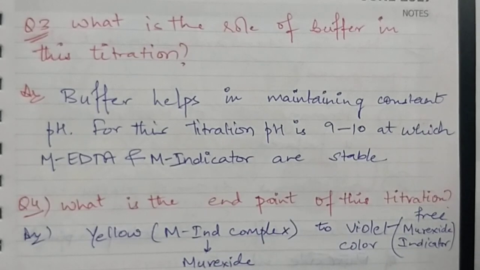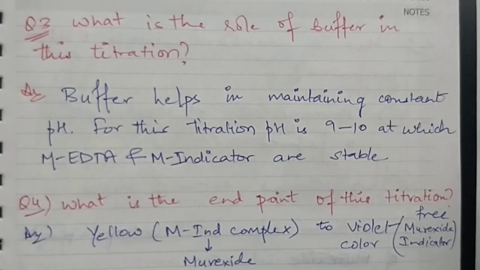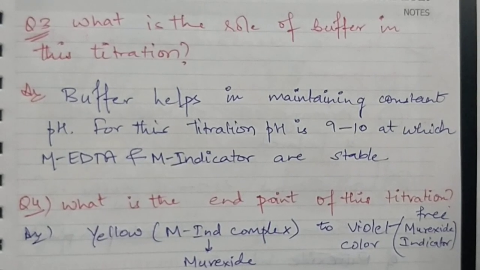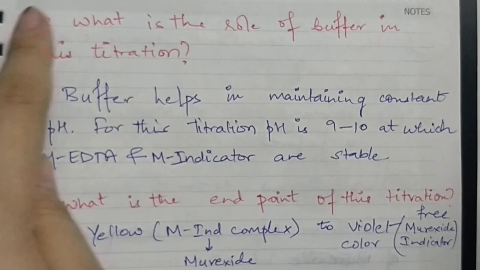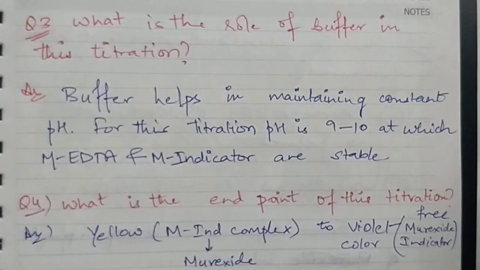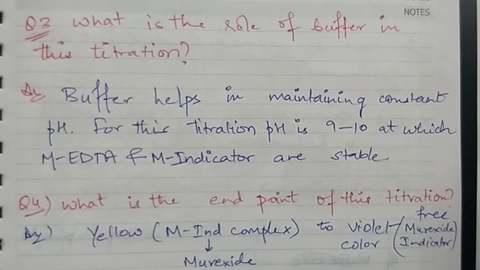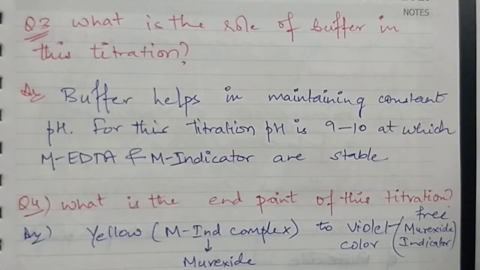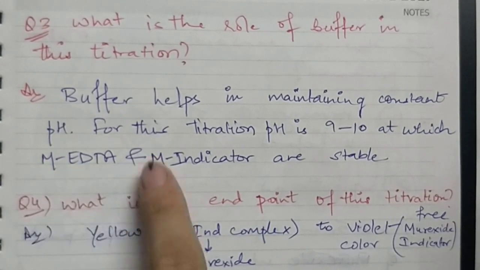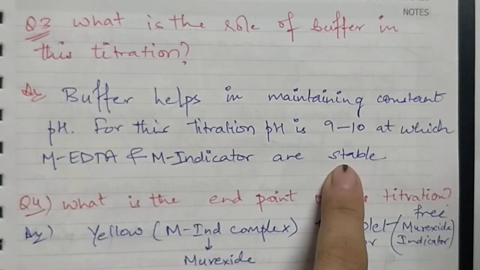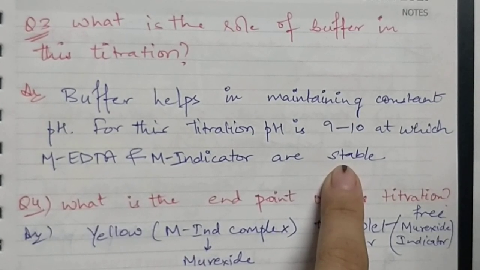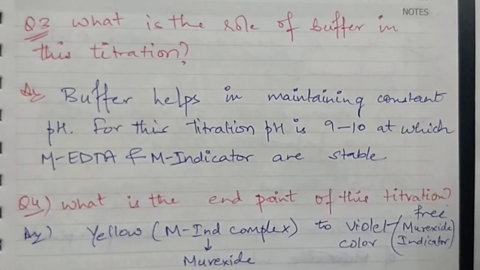Okay class, now as I told you, a pH buffer is added to this titration. So my next question is, what is the role of the buffer in this titration? As in the last experiment which I was talking about, hardness, in that experiment also buffer is added to maintain the pH. At that pH, the metal EDTA and the metal indicator complexes are more stable than at other pH ranges. Hence the buffer is added to the titrant solution.